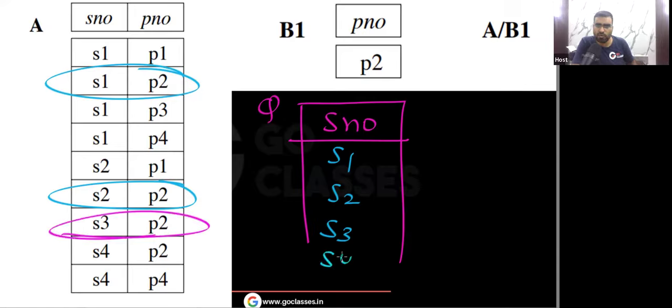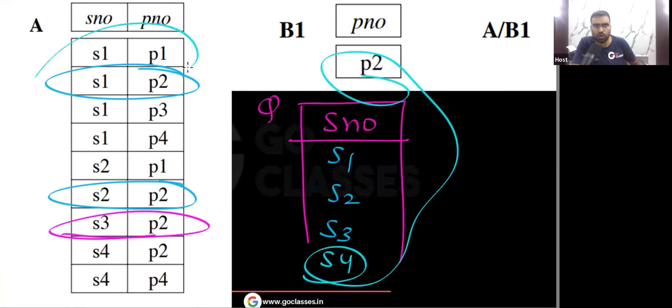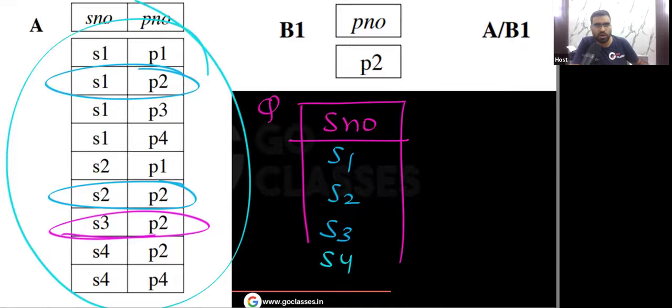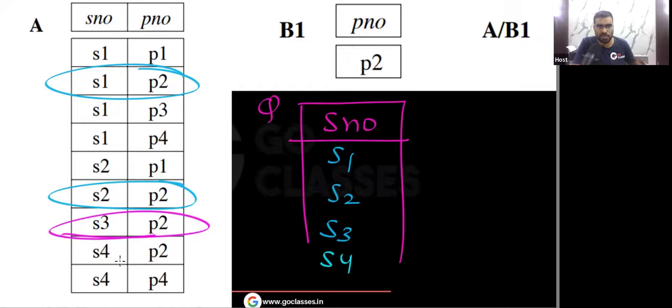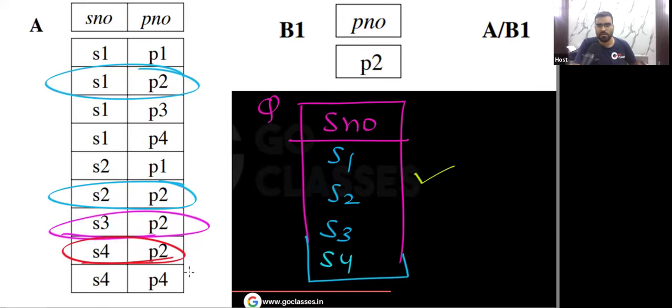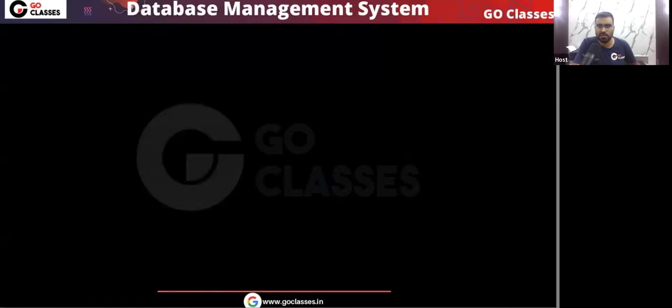What about S4? S4 P2. Do we have S4 P2 here? Yes, S4 P2 is here. Okay, so S4 will also come. That's it. There is no other value in this. So this will be your answer. Did you understand? You can notice these are those S numbers which are pairing with every B1 dot P number. Okay, so this is the answer. Very simple. Now let's move on.